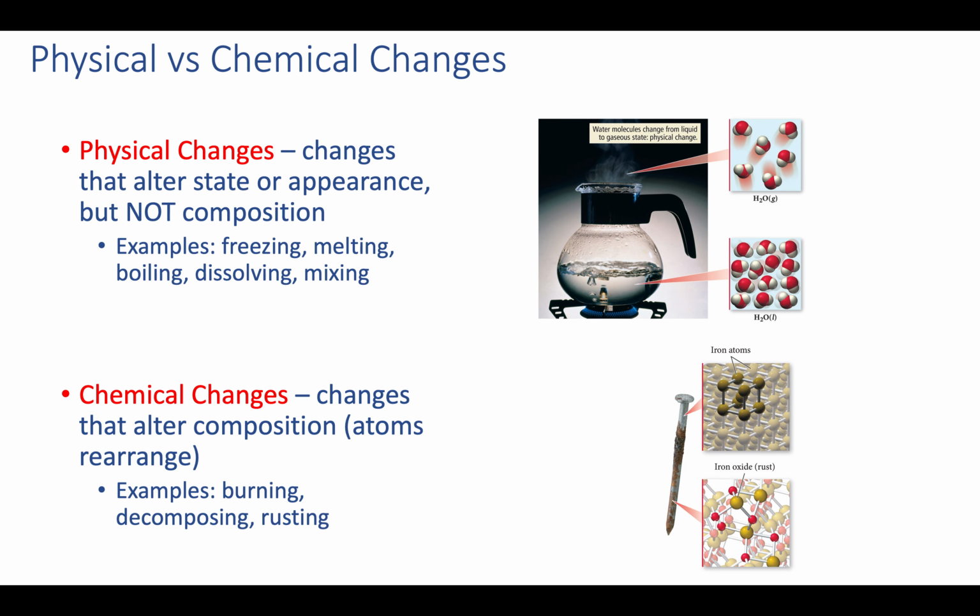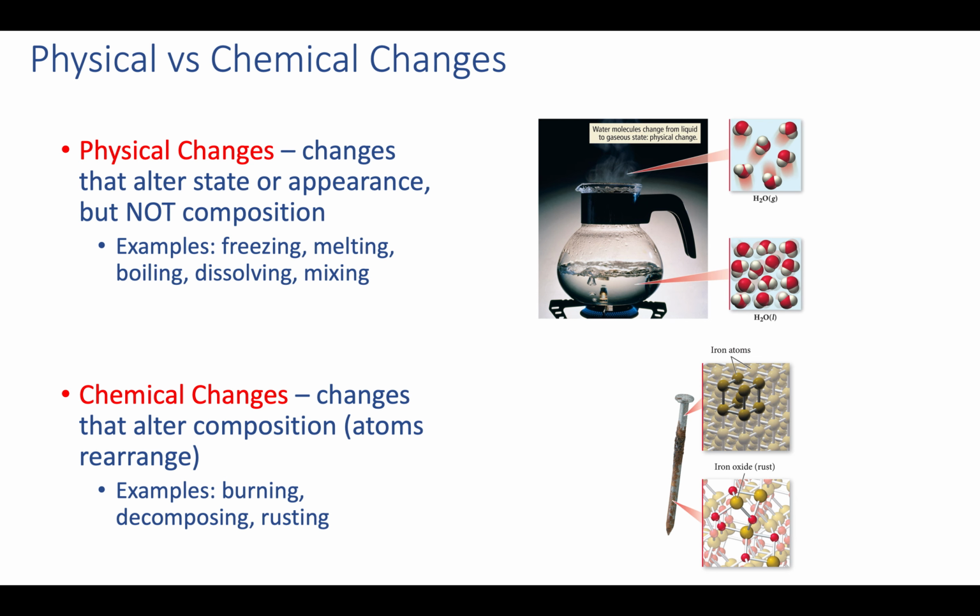Let's look at rusting, for example. Here we have an iron nail, and notice how the iron is depicted here as a crystalline solid. All the little gold spheres are our iron atoms. And so before the nail rusts, we have entirely iron. The nail is just iron.